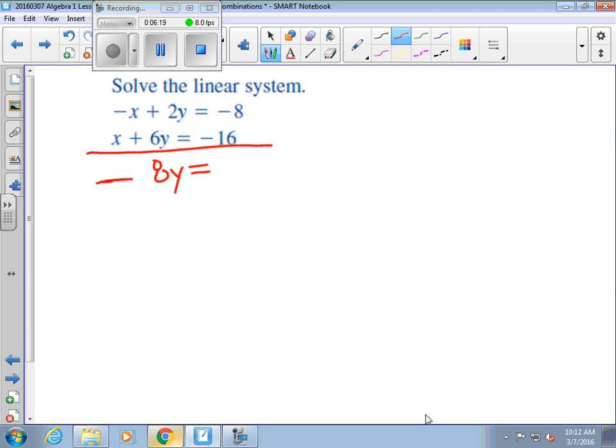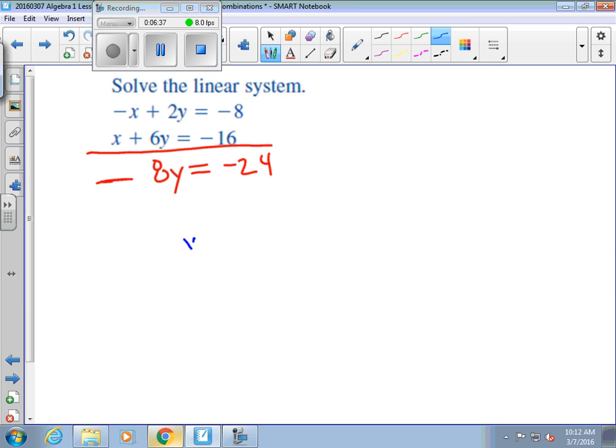And -8 combined with -16. Both of them are negative, so add them up and get 24 and keep the common sign negative. Remember, it's not multiplying. You're simply adding -8 and -16. Now you got something that simply says 8y is equal to -24.